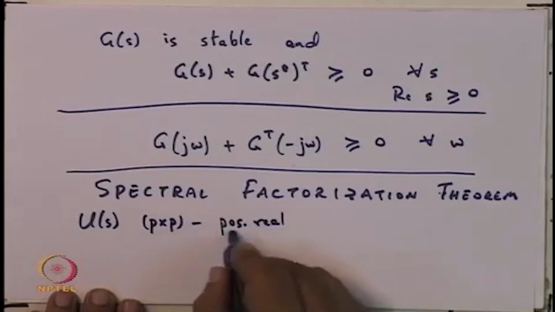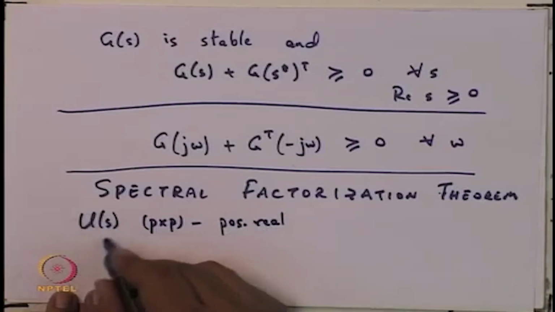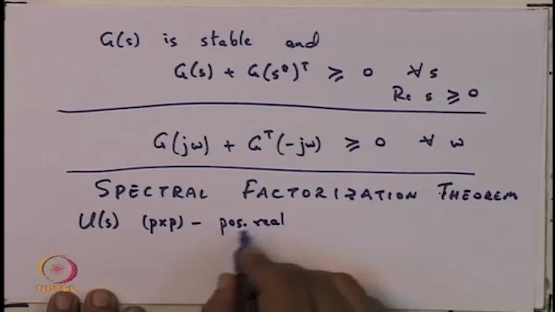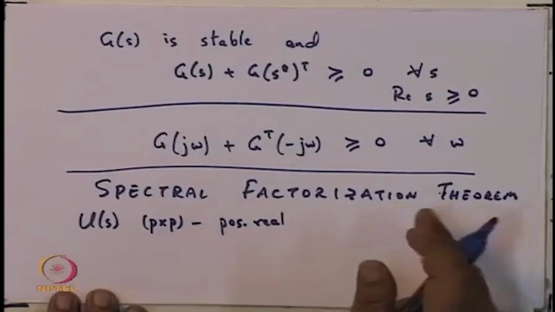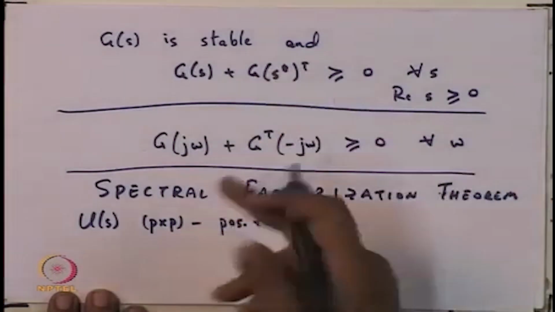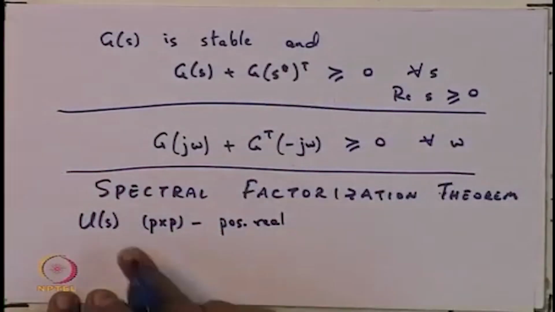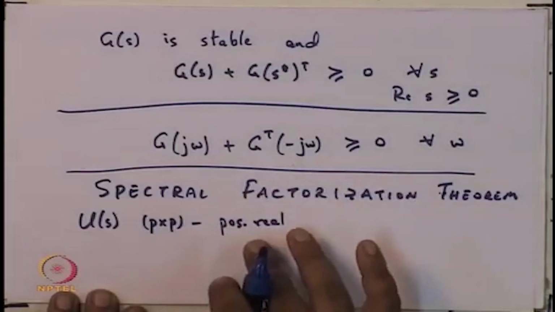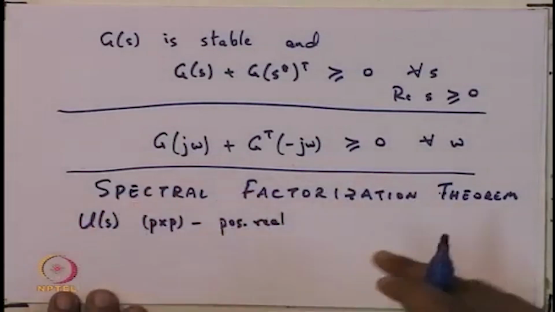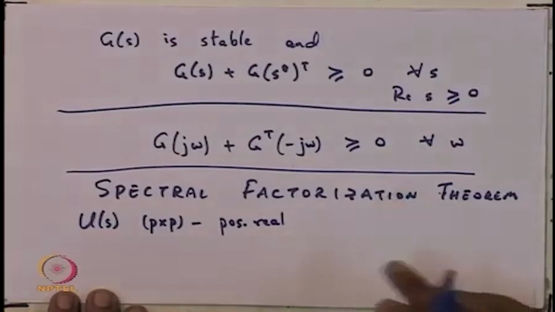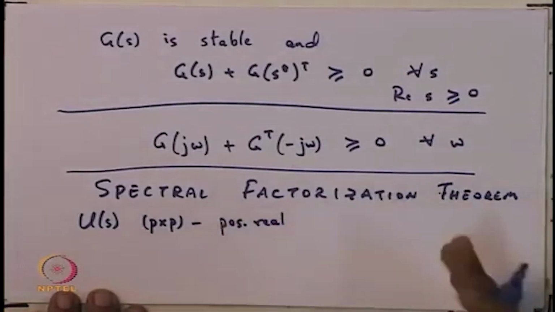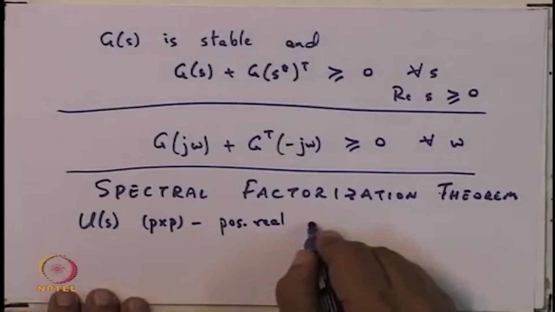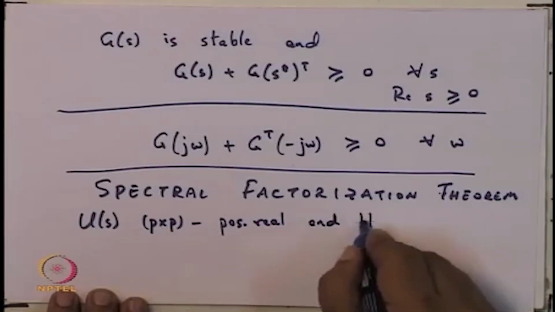What we mean by a positive real matrix is something that I have not yet defined, but I will define just after the complete proof of the positive real lemma. But just assume, you could listen to this portion by just thinking of U(s) as a scalar, the single input, single output case, and that would be good enough. So you assume U(s) is a P cross P positive real and Hurwitz, that means stable.